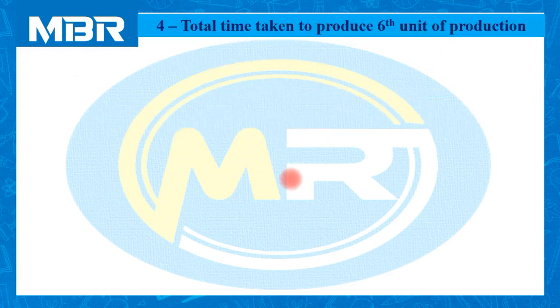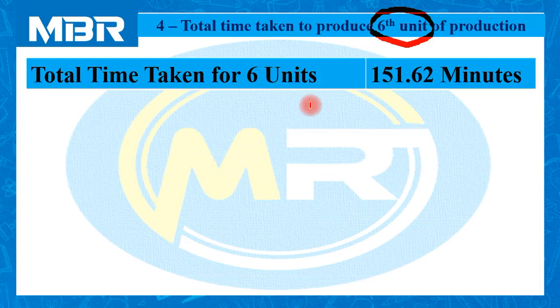After calculation of the total time taken to produce 6 units, let us move to the most important calculation of this problem. It is all about the total time taken to produce the 6th unit. So we need to calculate only for the 6th unit. We don't want it for 6 units. Total time taken for 6 units means time taken to produce unit number 1 to 6, and time taken to produce the 6th unit means exactly the number 6 unit of production. It is very simple. And for this simple calculation, we need to use our logic.